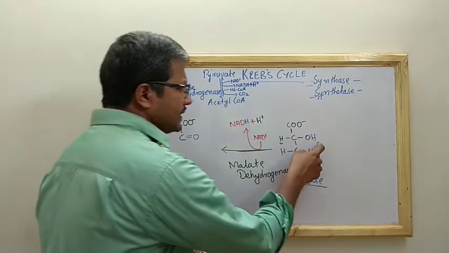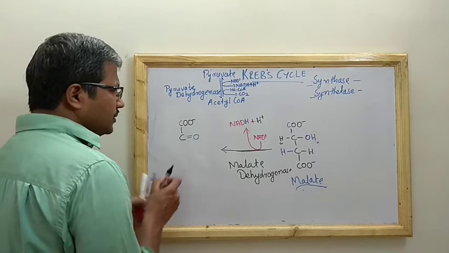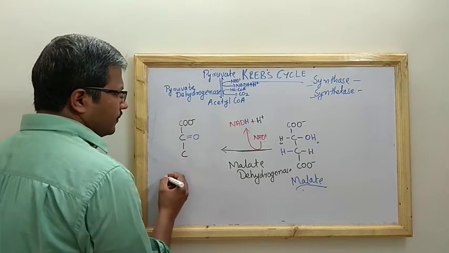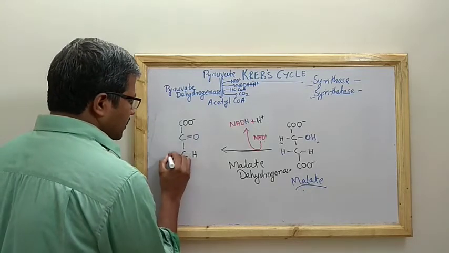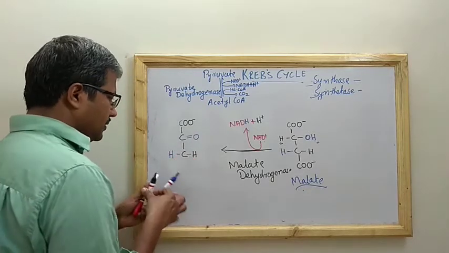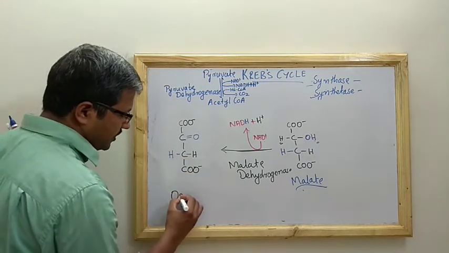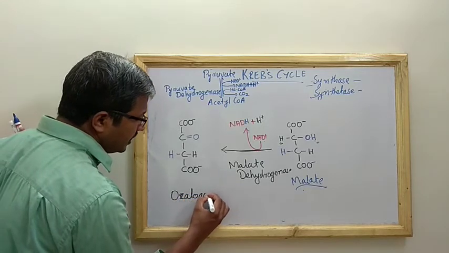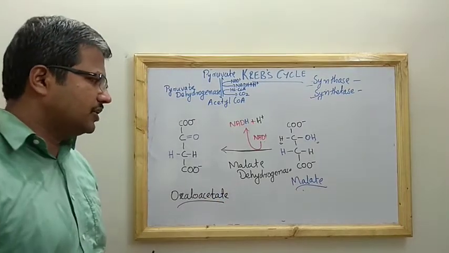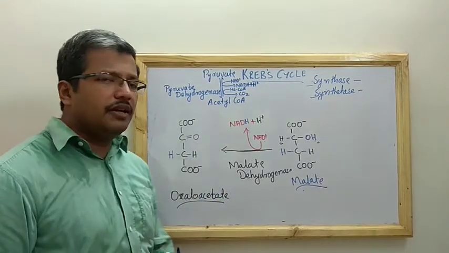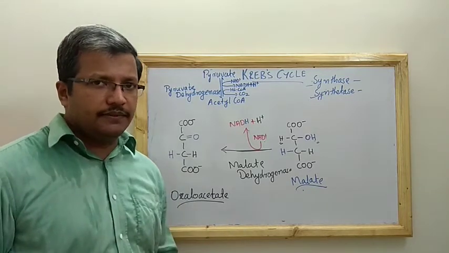So after removing this H and this H, what is remaining? The C double bond O, and now the remaining part, CH2 and then COO minus. So there comes the oxaloacetate. We have retrieved the oxaloacetate that entered into the Krebs cycle in the first reaction, where it combined with acetyl coenzyme A and formed citrate. So by this particular step the Krebs cycle ends.